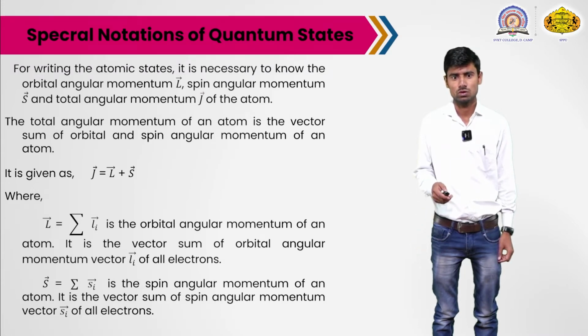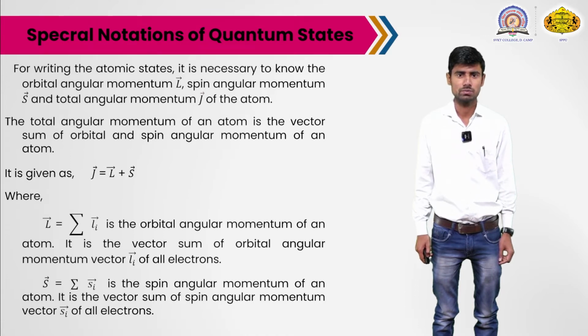Here, the total angular momentum of an atom is the vector sum of orbital and spin angular momentum of an atom. So whenever you want to calculate the total angular momentum of the atom, you have to add the orbital angular momentum of the atom, capital L bar, and the spin angular momentum of the atom, capital S bar, vectorially. It is not an algebraic sum, but a vectorial sum. So it is given as J bar equals L bar plus S bar, where capital L bar is the summation of all the angular momentum of the electrons. So capital L bar equals summation over Li bar.